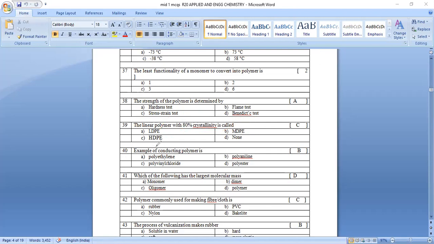Example for the conduction polymer: the best example is polyaniline. I'm repeating: polyaniline contains a conjugated system, a double bond system. Polyaniline is the best example for conduction polymers.